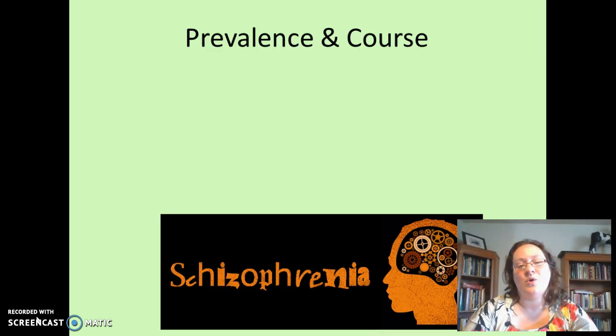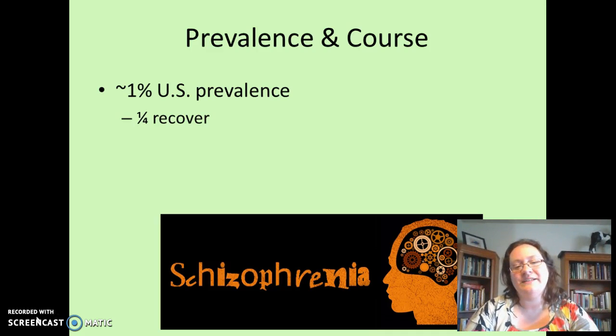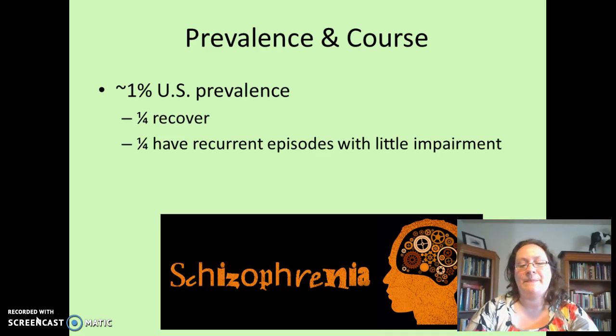So the prevalence and course of schizophrenia, I know this has always stuck with me when I learned this in my first psych class. It's not very prevalent, so there's not very many people, about 1% of the US will be diagnosed with schizophrenia. But the prevalence and course is very, very interesting. So about a quarter of people will recover. So they'll have a schizophrenic episode and then never have another schizophrenic episode.